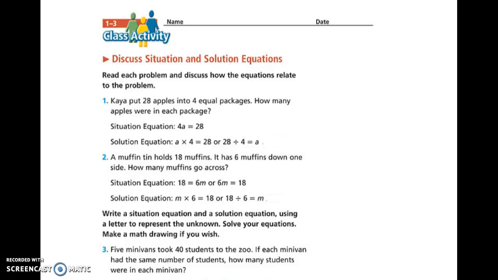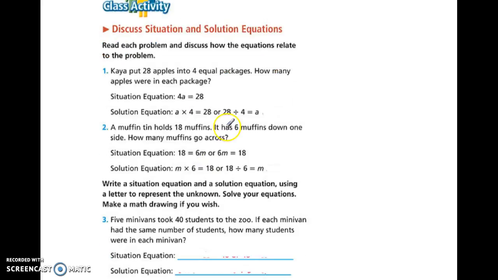So let's look at a couple of examples, and then we'll see some examples that have been done for us, and then we'll actually solve a couple more on our own. So here's some that have been done for us. It says, Kaya put 28 apples into 4 equal packages. How many apples were in each package? So her situation equation is, again, what we know.